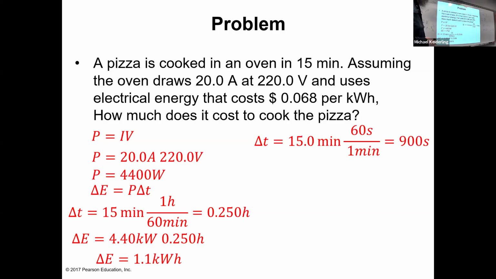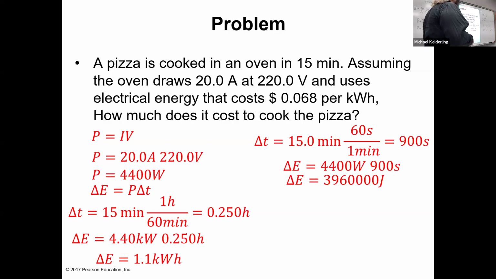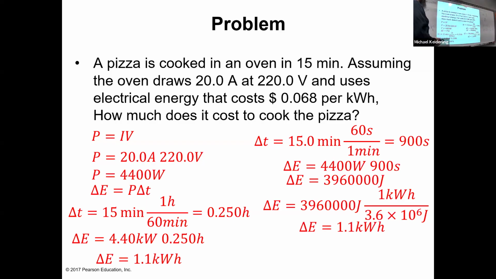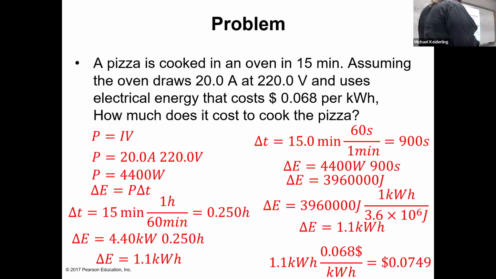The other thing you could do is the time is 15 minutes, which is 900 seconds. 4,400 watts times 900 seconds is 3,960,000 joules. And then you can convert from joules to kilowatt hours, which would also give you 1.1 kilowatt hours. And then 1.1 kilowatt hours times 6.8 cents per kilowatt hour gives you a final cost of $0.0749, or about 7.5 cents.